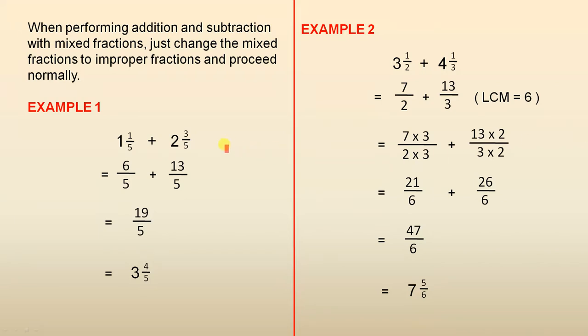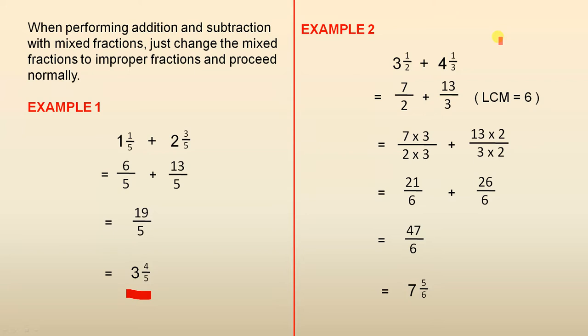So example 1, 1 1/5 plus 2 3/5. So 1 1/5 is 6 over 5: 5 1s are 5, plus 1 is 6, so that's 6 over 5. 5 2s are 10, plus 3 is 13, so it's 13 over 5. Since the two denominators are the same, just add the numerators. That gives us 19 over 5, which is 3 4/5. 5 into 19 goes 3, and 4 left over, so it's 3 4/5.